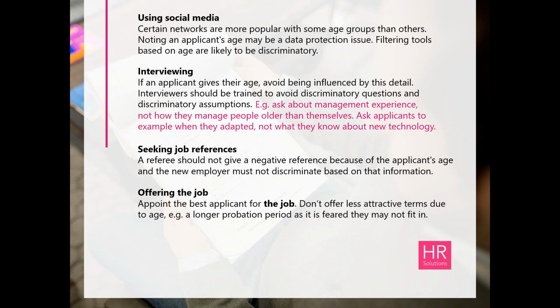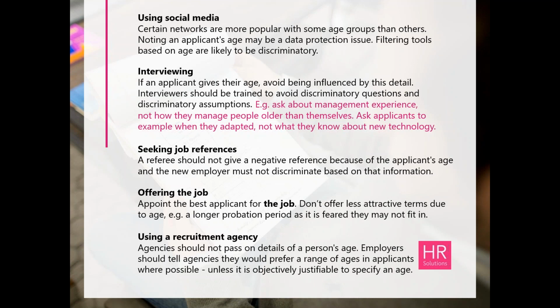When you're actually offering the job, appoint the best applicant for the job. It might sound obvious, but if you are doing that every time, and you're doing it objectively and documenting the reasons why you've ruled out other people and why you are picking this person, you can't go too far wrong. If you had any reservations, say you thought they're in a different age group to the rest of the team, I'm a bit worried they're not going to fit in, these people like to go out a lot, I'm not sure a person in this age group is going to want to go to those places, don't offer less attractive terms, don't offer a longer probation period because you're worried they might not fit in. Offer the same terms that you would offer to anybody.